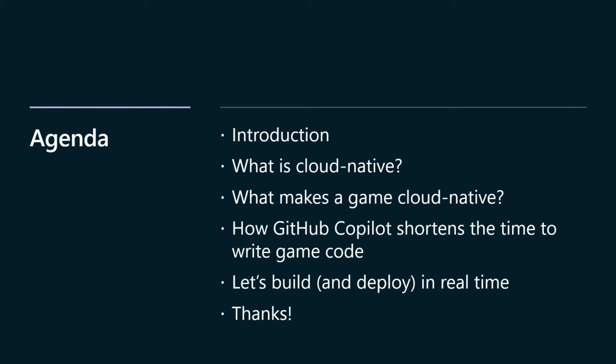So today, we're going to do a little bit of introduction, and we're going to talk about what is Cloud Native, and then what makes a game Cloud Native, and then how GitHub Copilot shortens the time to write the code. And then we're going to actually build and deploy a game in real time. And that's not going to be anything cooked. It's not a cooking show. We're actually going to see it live. I'm going to crack open the programming, and we're going to do it live. So there will be bugs. There might be problems, but we're going to do it, and it's going to be fun.